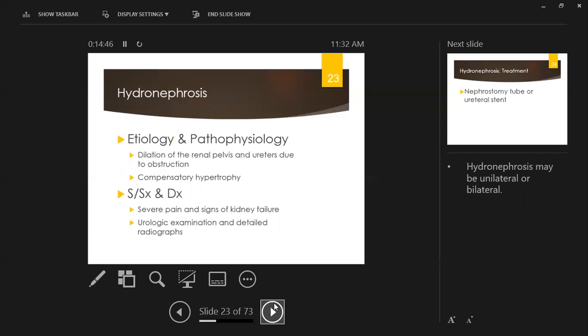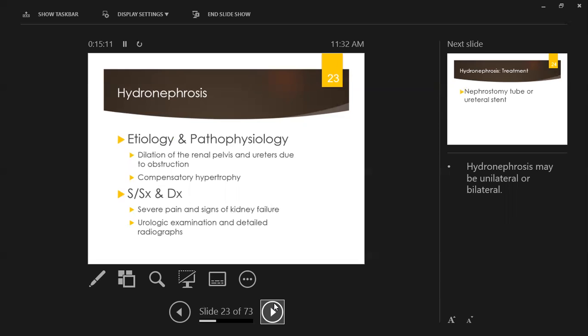Hydronephrosis. Moving on to a different condition. This is dilation of the renal pelvis and ureters due to some kind of obstruction. So we have fluid on the kidney. Hydro means fluid, nephro means kidney. We also will have compensatory hypertrophy, or the growth of the kidney due to the dilation. This may be unilateral or bilateral, depending on where the obstruction is.